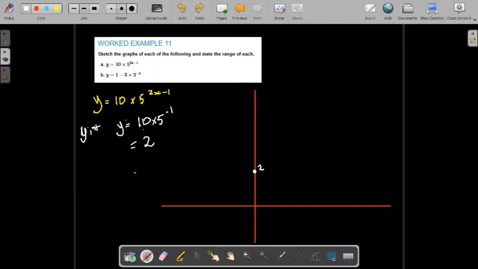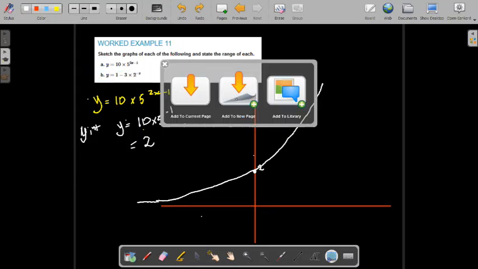Is there an x-intercept? Well, no, because we haven't been moved up or down. So we have no x-intercept. We don't have a reflection, so it's going to look something like this. That's basically it. Okay. Next one. Our range is going to be from 0 to positive infinity.